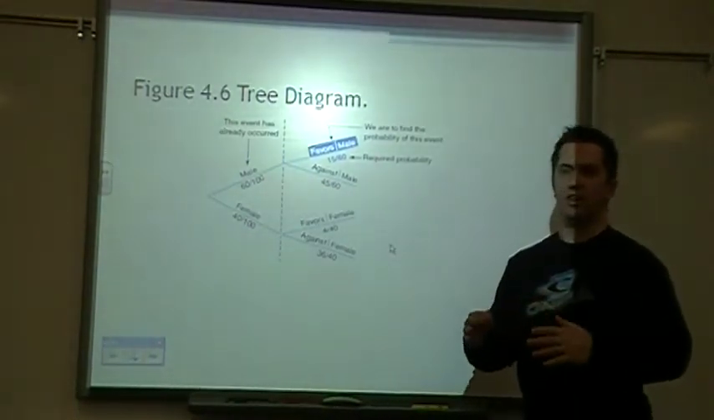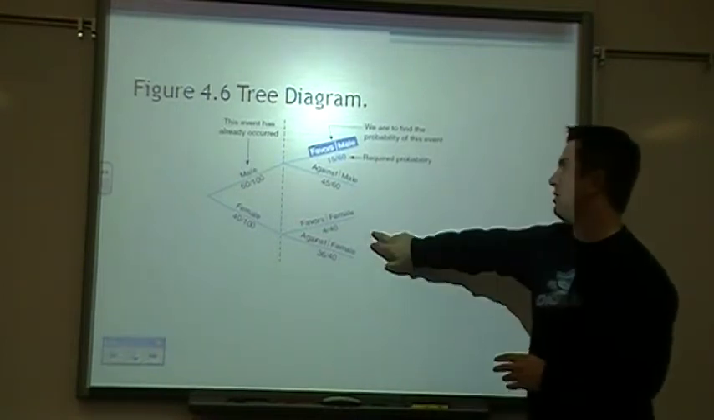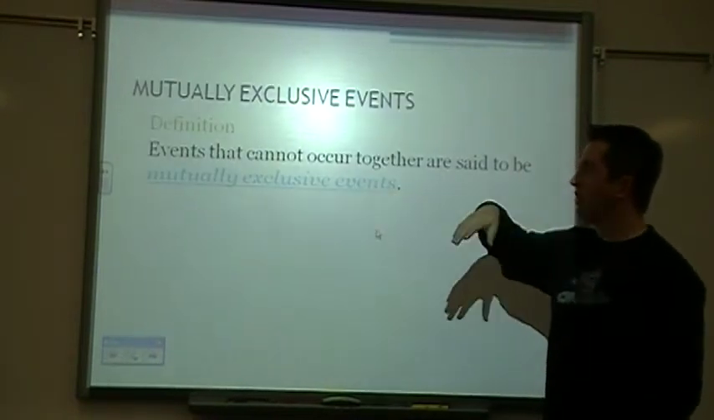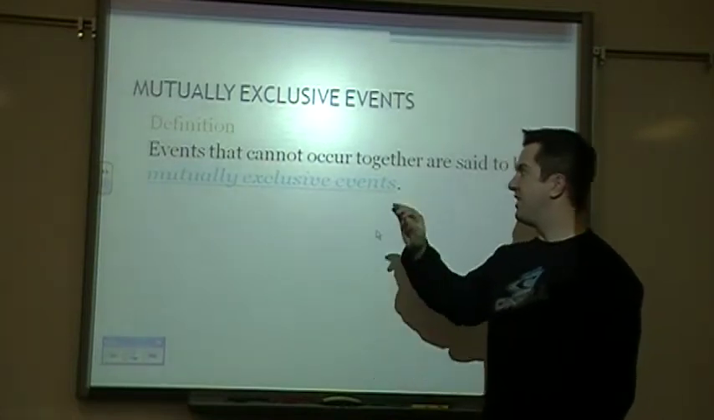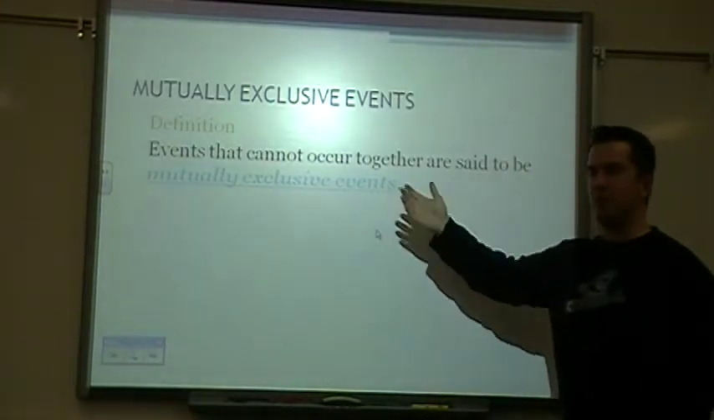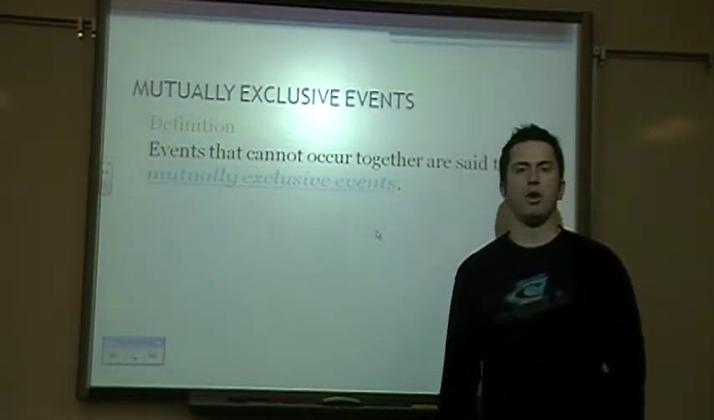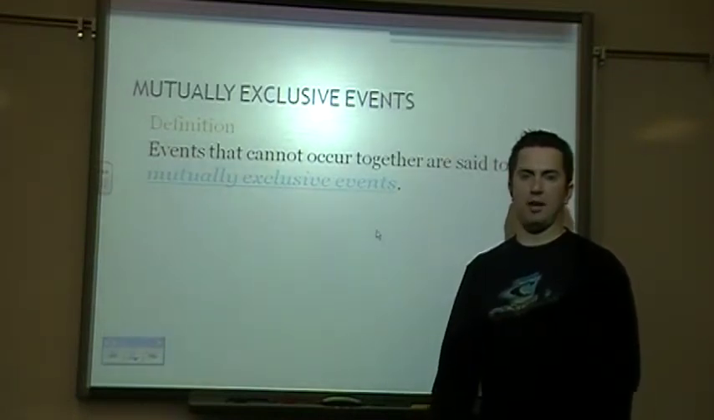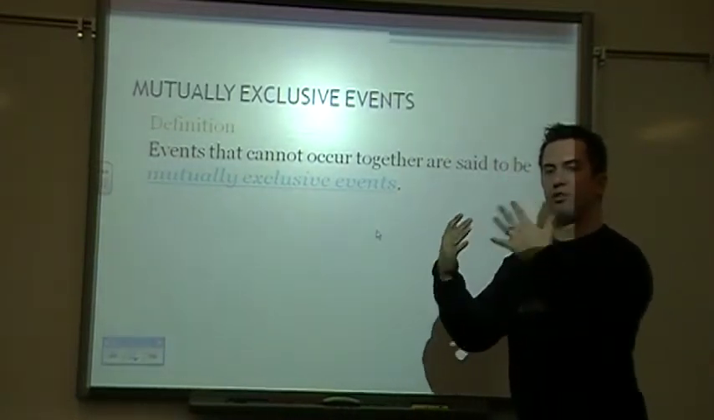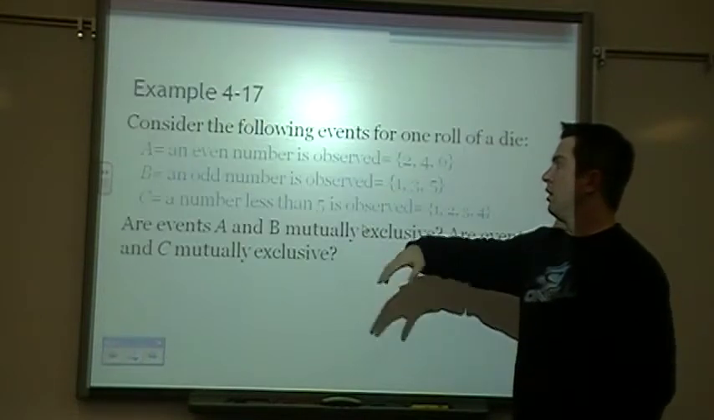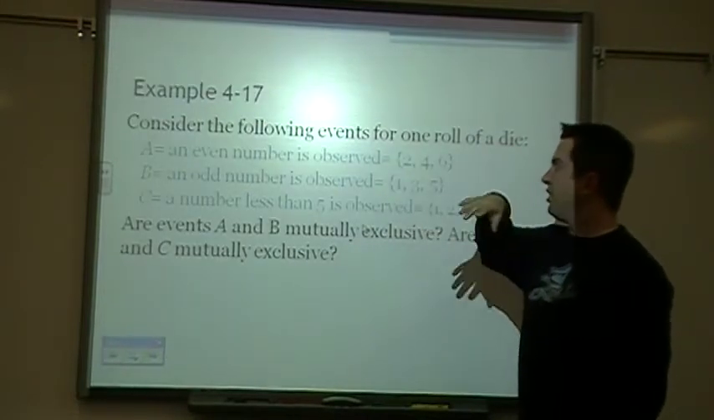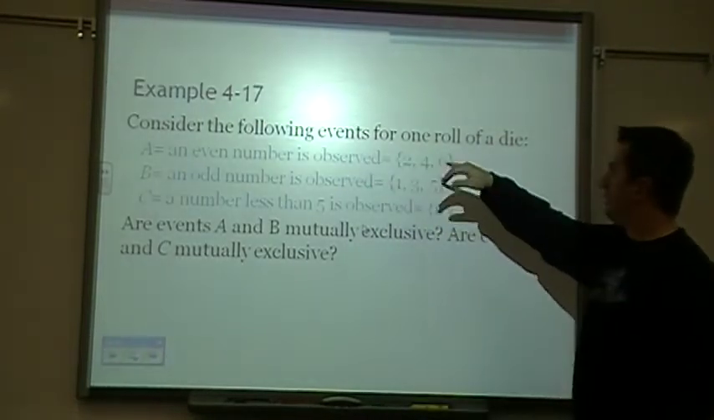Alright, now we get into mutually exclusive events. Events that cannot occur together are said to be mutually exclusive. You flip one coin, you can't flip a head and a tail at the same time, right? So that would be a mutually exclusive event. So we're going to consider the following events for one roll of the dice.